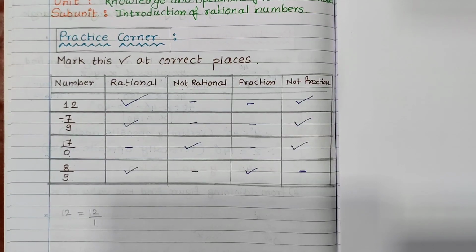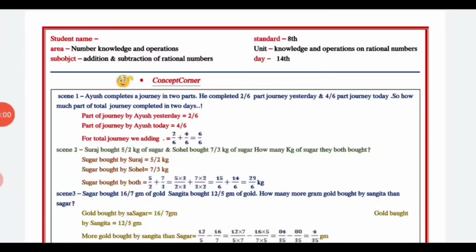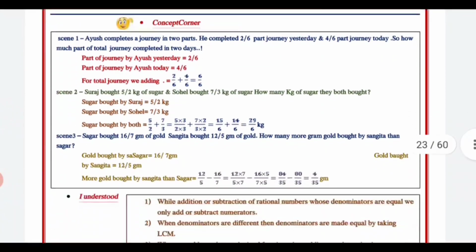Okay, now let us go to the next day, day number 14. Now on day 14, area is again the same, number knowledge and operations. Unit is knowledge and operations on rational numbers. In this particular sheet, we will be solving the sums based on addition and subtraction of rational numbers. You all have learned about addition and subtraction of rational numbers. You all have been doing it from your 6th standard also, but in 7th standard particularly, we have done the addition and subtraction of rational numbers.